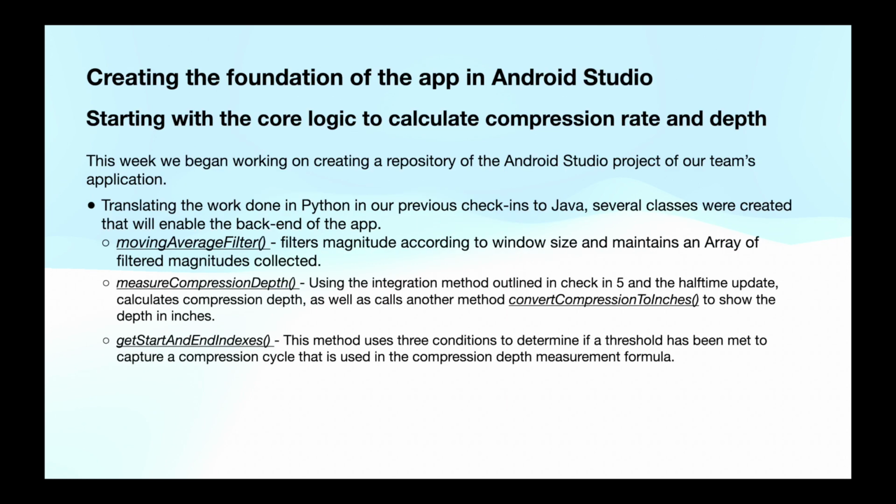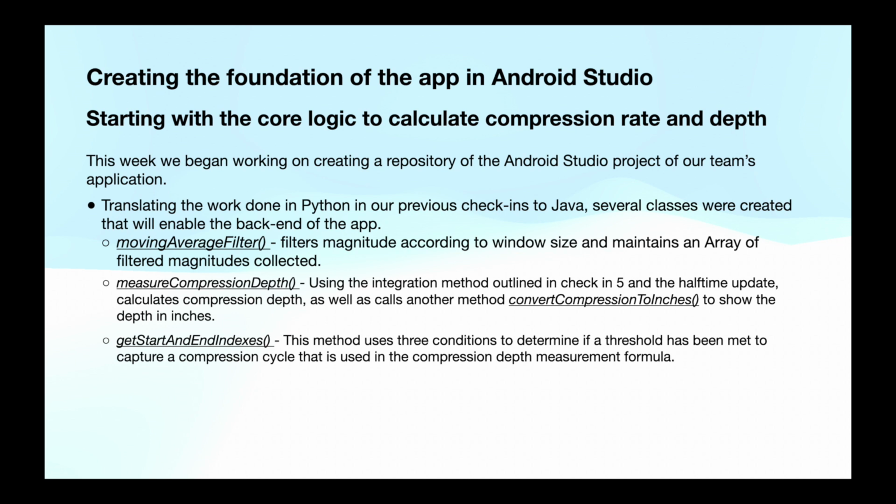In the second half of this week's work, we began the first portion of implementing the calculation and application logic in Android Studio by translating what was developed in Python for the early phases of the project in order to calculate a compression's depth and rate, as well as magnitude, into Java. Several Java classes were made in Android Studio this week.